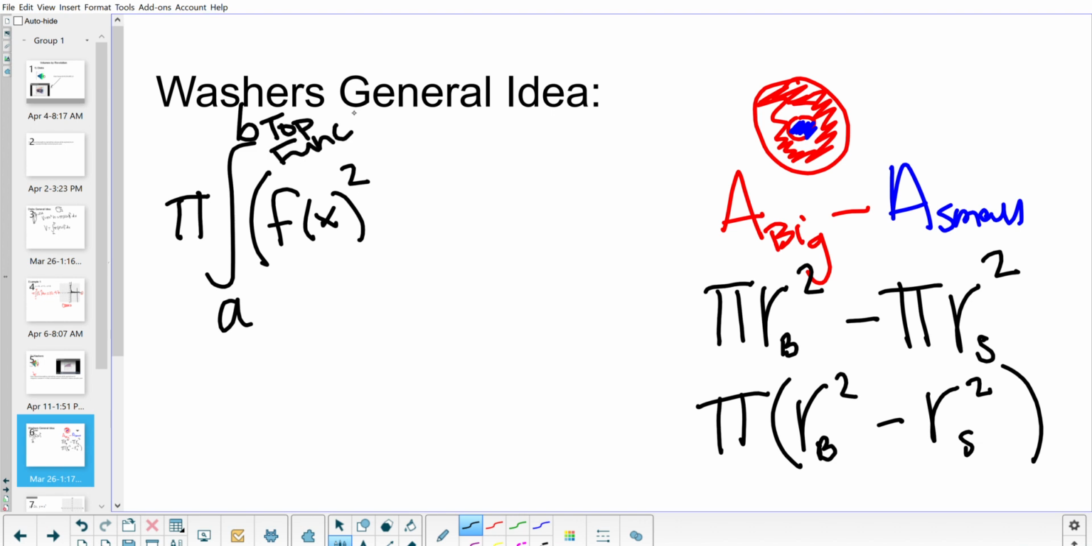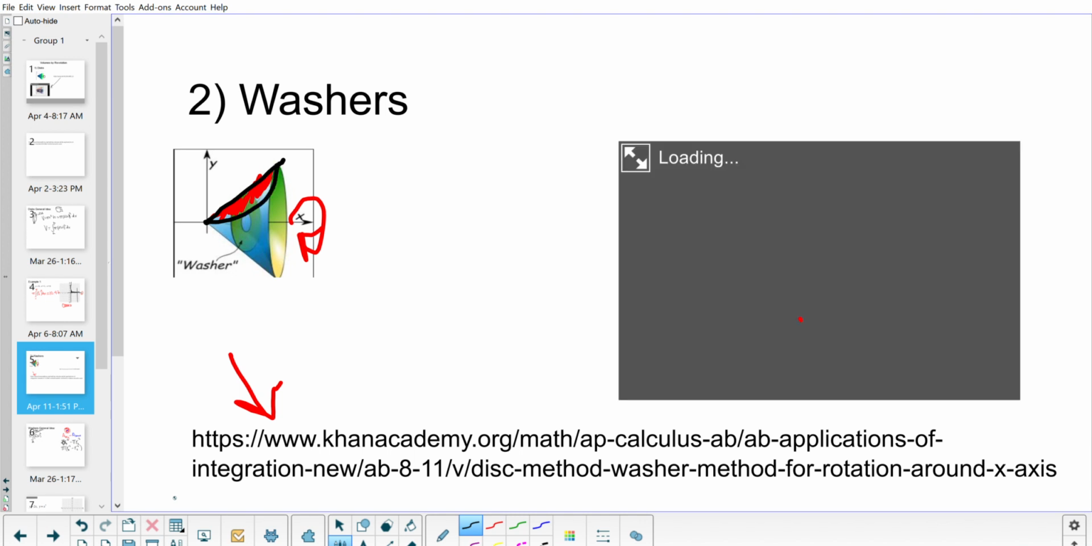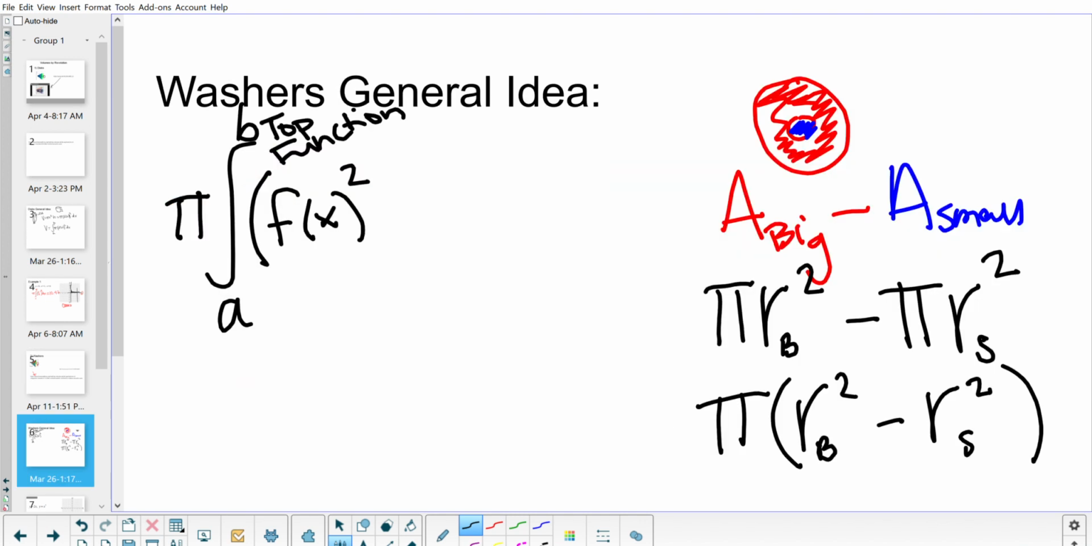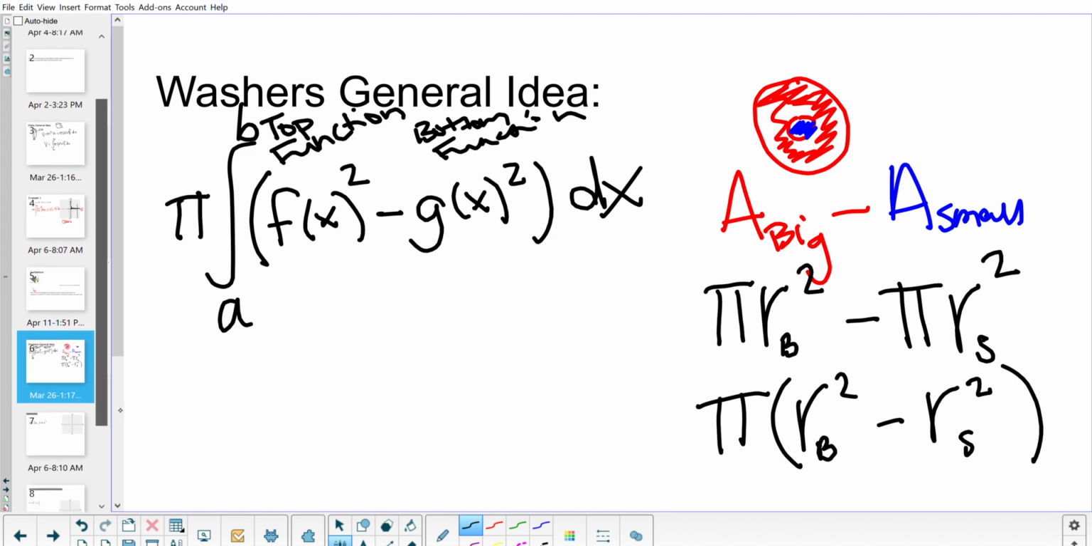Back to the image here. The top function, this is just like what we've been doing, and then the curve is the bottom function. So top function squared minus, we'll call the bottom function g of x, that's the bottom function, and then dx. Okay, that's the general idea. Let's try this.